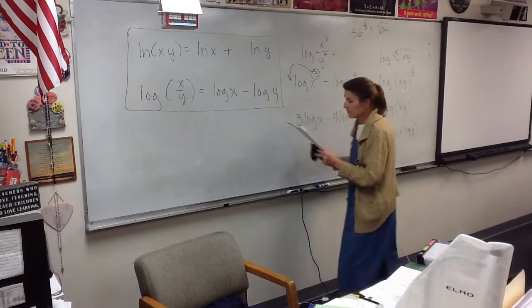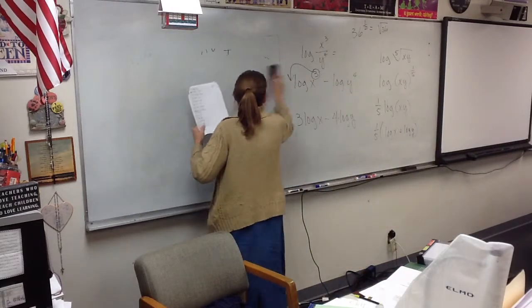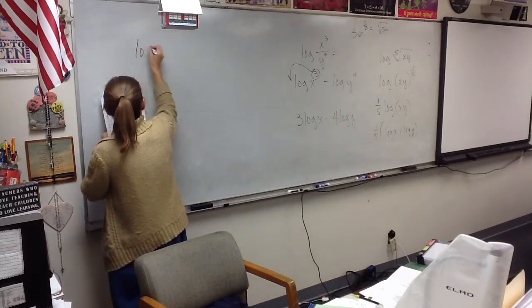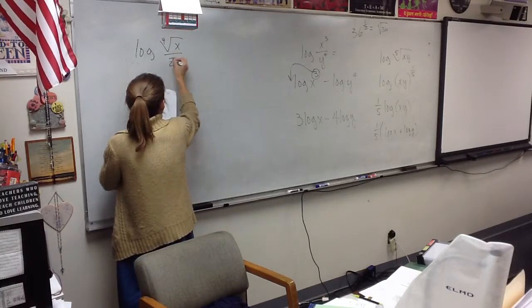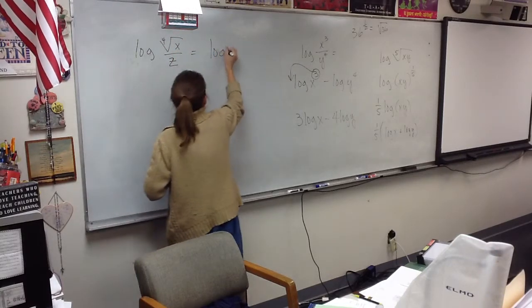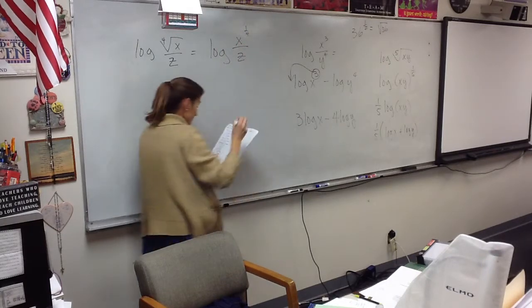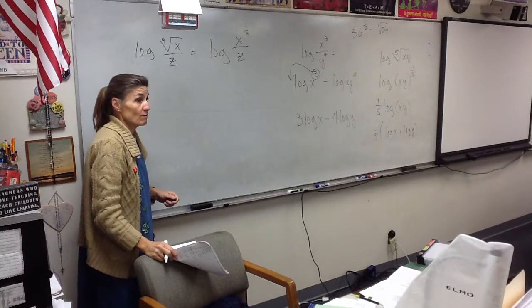Okay, let's look at E. We only have 4 more to go. X to the 1/4. Okay, very good. So a starting step would be to write that as x to the 1/4 over z. Would everybody agree with that?